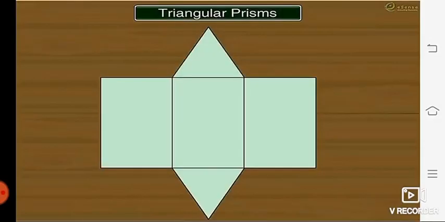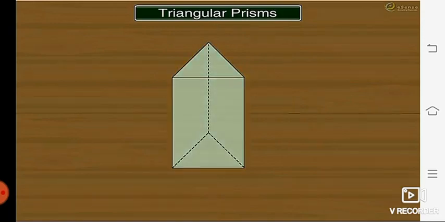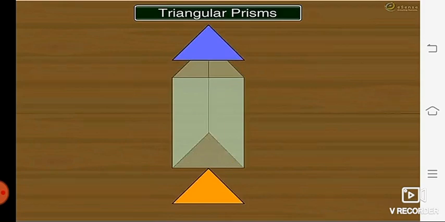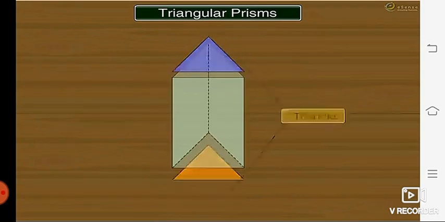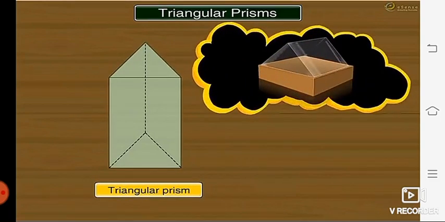So now observe the net shown on the screen. Which shape do we get from this? Are all the faces rectangles? No, all the faces are not rectangles. The three vertical faces are rectangles and the up and down faces are triangles. What is such a figure called? Such a figure is called a triangular prism. So we can see the triangular prism in the laboratory.